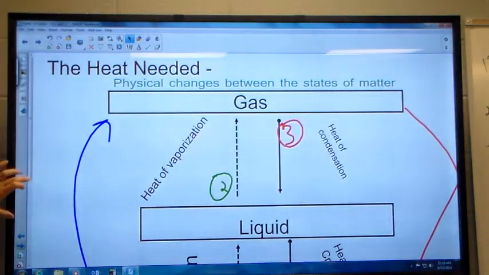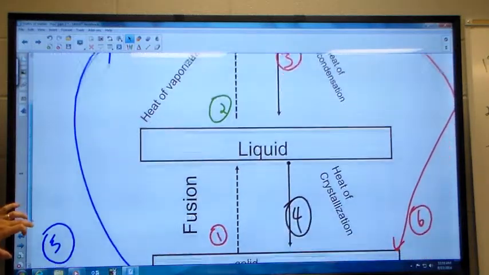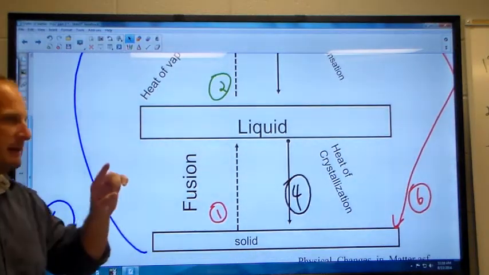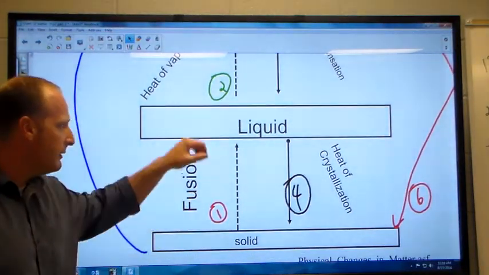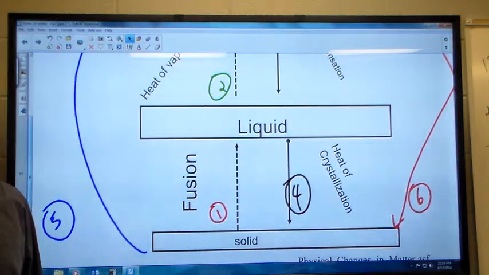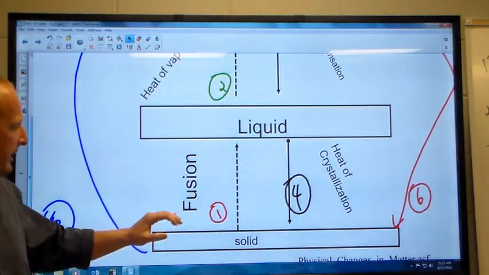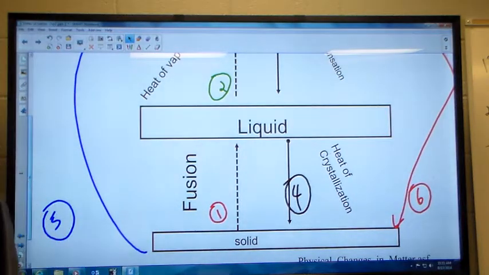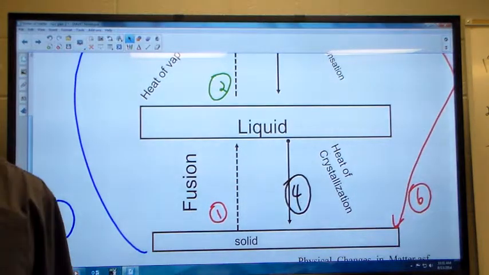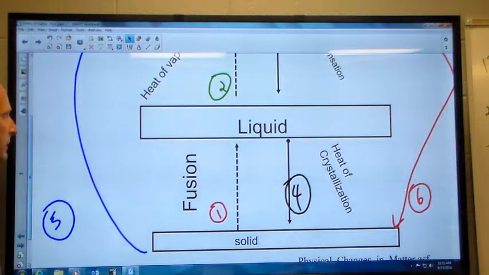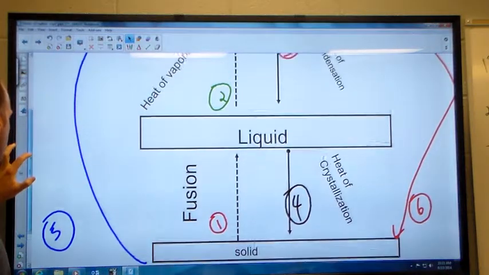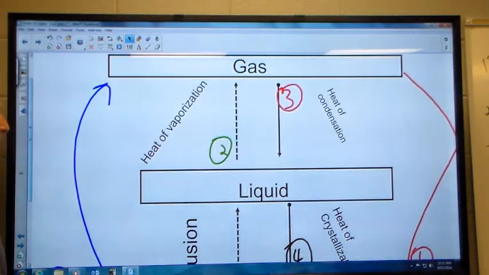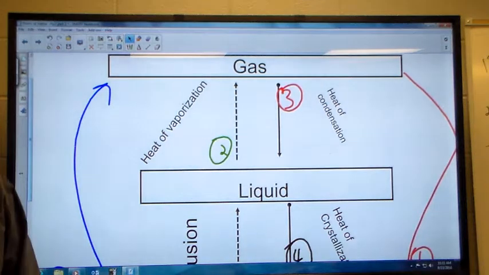Okay? And so the term for the heat energy applied, the heat needed to go from a solid to a liquid. I think I had heat needed on there on your notes. So all you have to know is the term. The heat needed going from a solid to a liquid. Do we put that in or take it out to melt? Put it in. It's called fusion. Heat of fusion. The heat needed to go from a liquid to a gas is called the heat of vaporization.